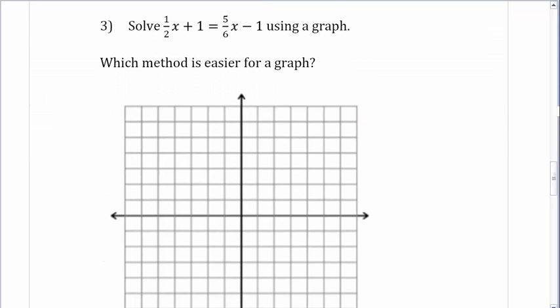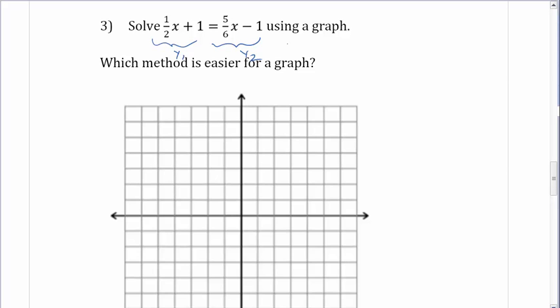Okay, last one. Solve 1/2 x plus 1 equals 5/6 x minus 1 using a graph. Which method is easier for a graph? Well, when I look at this, I can either graph two separate equations, and they're both in mx plus b form, so that's not too hard, or I could pull everything to one side and make it equal to 0. But then I'd have to add or subtract some fractions, which I can do, but it will take me a little bit longer. So I'm just going to treat these as two separate graphs, y1 and y2, and look for where they cross.